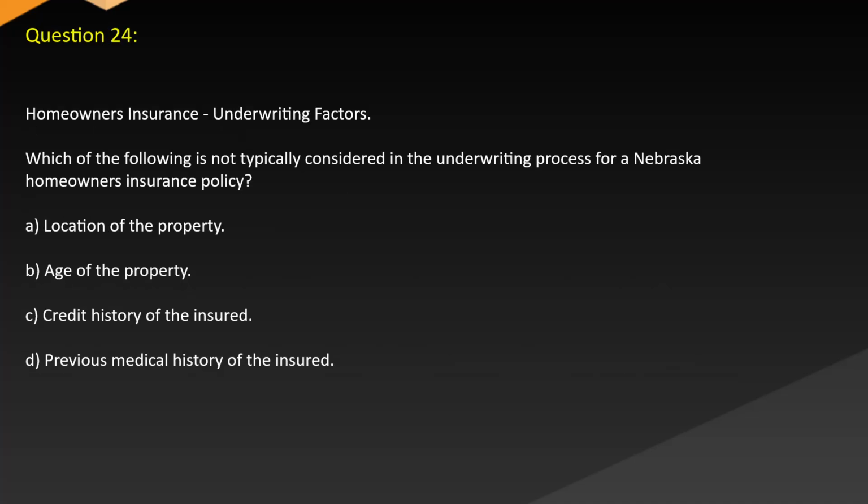Question 24. Homeowners insurance. Underwriting factors. Which of the following is not typically considered in the underwriting process for a Nebraska homeowner's insurance policy? A. Location of the property. B. Age of the property. C. Credit history of the insured. D. Previous medical history of the insured.